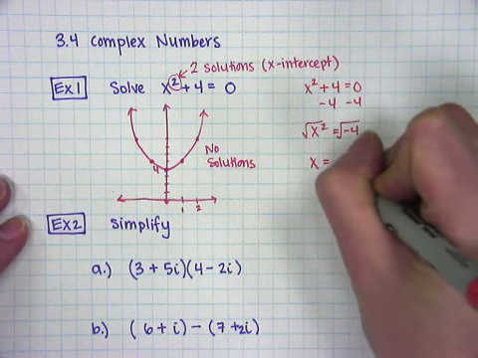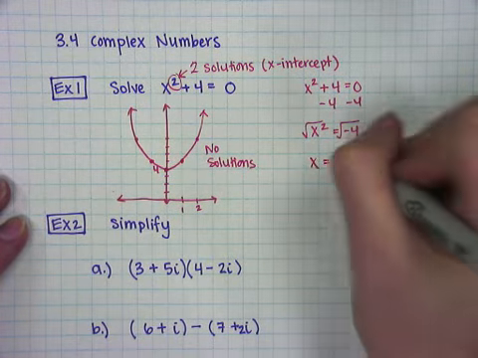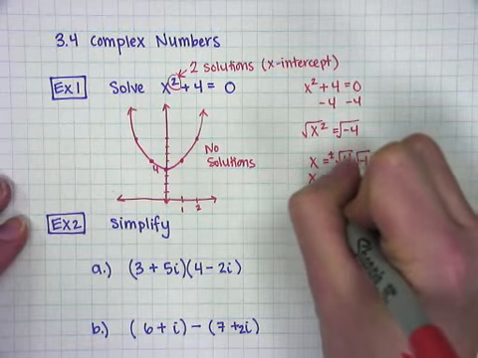You're going to break this apart as the square root of 4 times the square root of negative 1. And by the way, we need to remember our plus and minus. And here, the square root of 4 is 2.